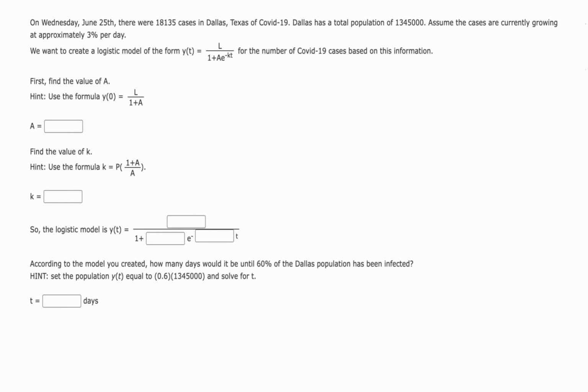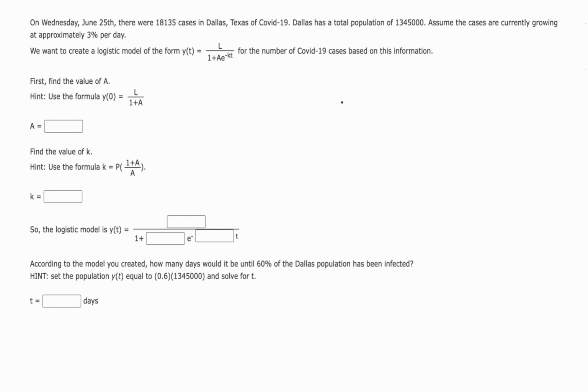On Wednesday, June 25th, there were 18,135 cases in Dallas, Texas of COVID-19. Dallas has a total population of about 1,345,000. We have to assume that at the start of the clock, the cases are growing at approximately 3% per day. Can we create a logistic model for the predicted future growth of the cases?